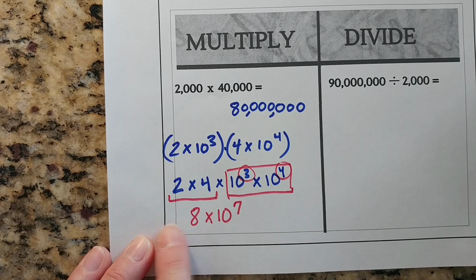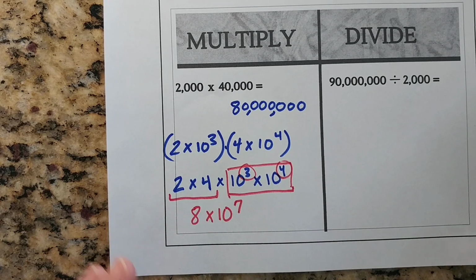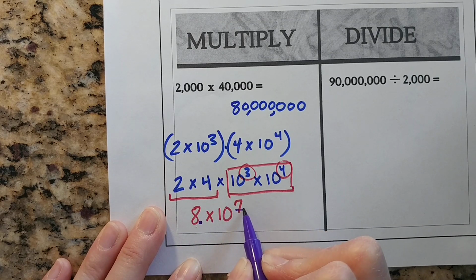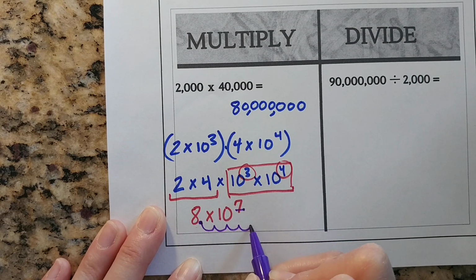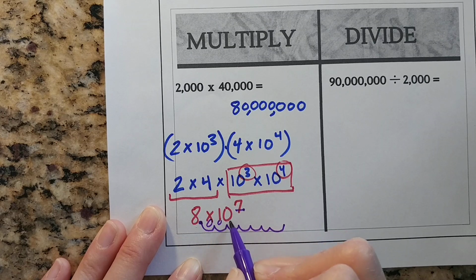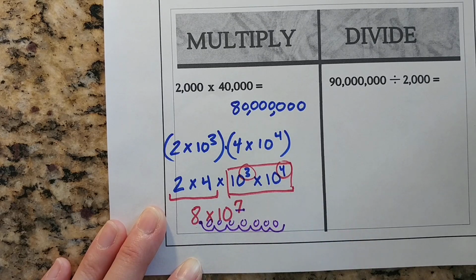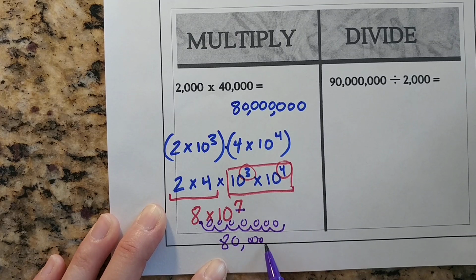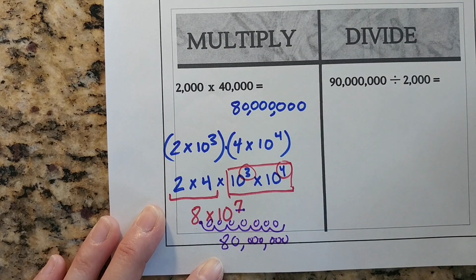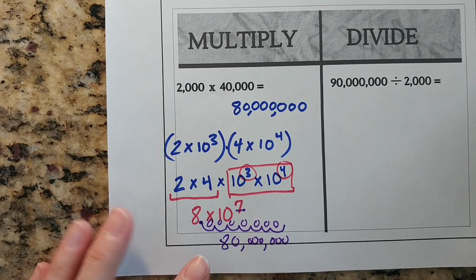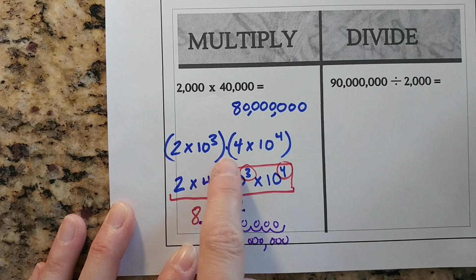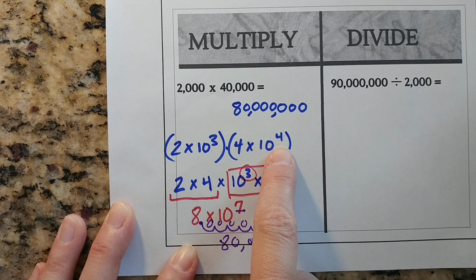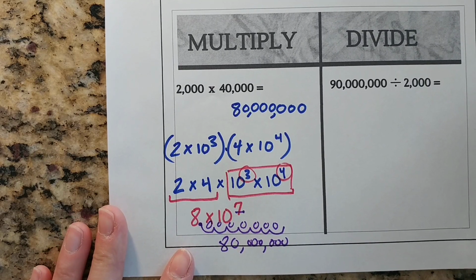Now, if I take this number and change it back to standard form, the decimal point is right here, I'd want to move it 7 places to the right. 1, 2, 3, 4, 5, 6, 7. And if I fill all of these in with zeros, there would be 7 zeros, which would get me back to the 80 million that I started with right up here. So all we did was we multiplied the two coefficients, 2 times 4, and got 8, and then we multiplied the powers by adding the exponents. That's exactly how you do it.